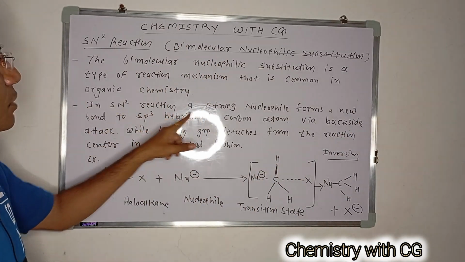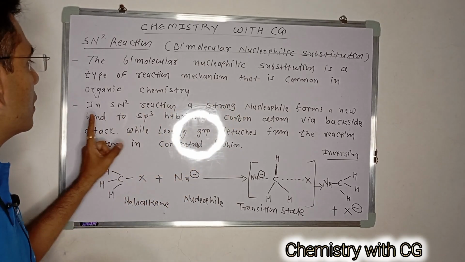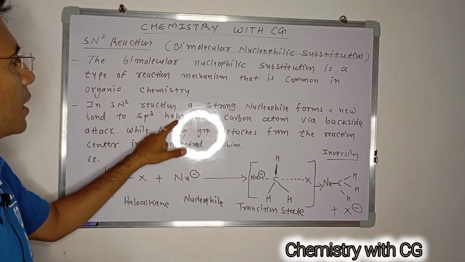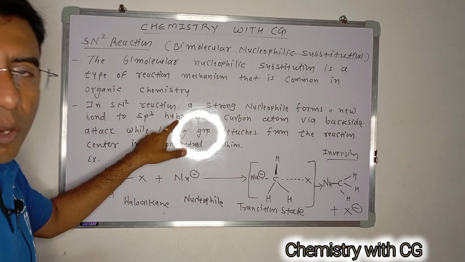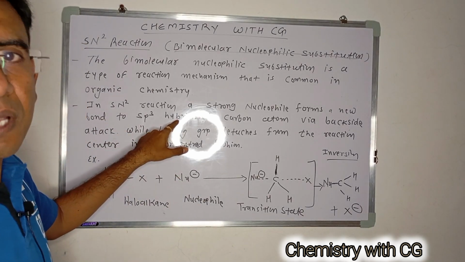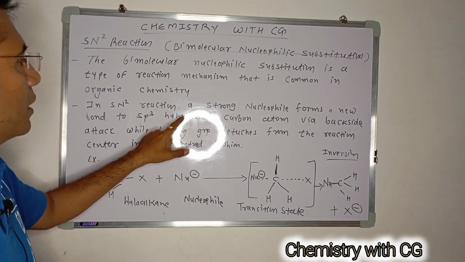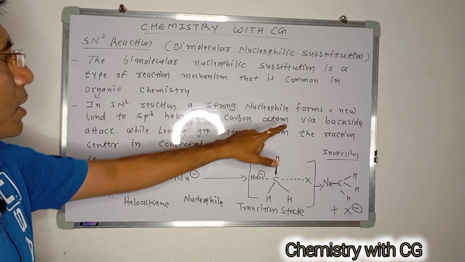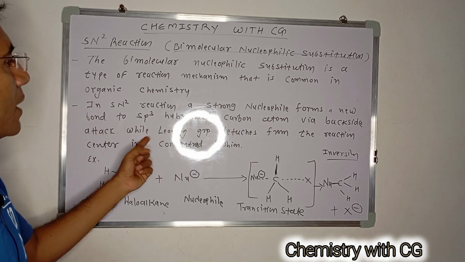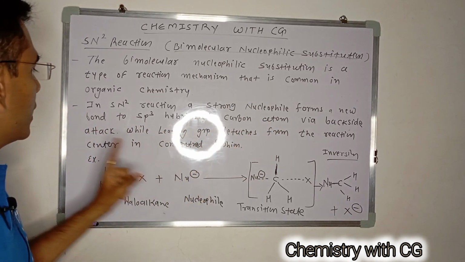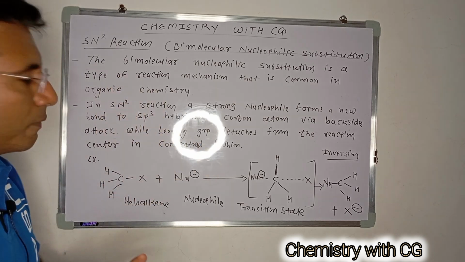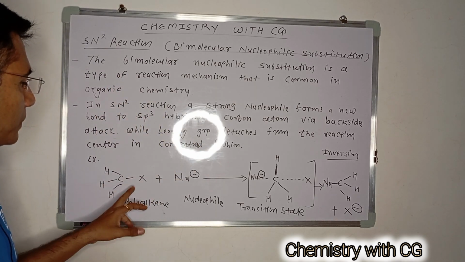In the SN2 reaction, a strong nucleophile forms a new bond to an sp3 hybridized carbon. Here the basic compound is a haloalkane which has sp3 hybridization, you know that. So the sp3 hybridized carbon atom is attacked via backside attack, while the leaving group detaches from the reaction center in a concerted fashion. Here we have an example.